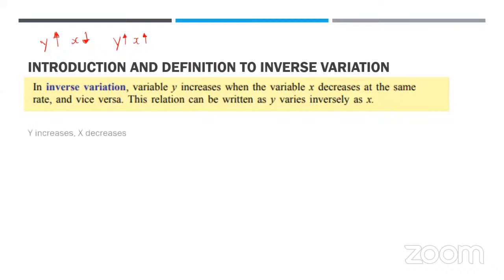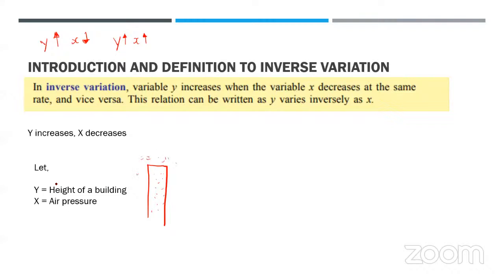So yes, this is the definition basically. When some value y increases, x decreases. So let's look at an example. Okay, let y equal the height of a building. Just imagine this is a building or something. Not very good at drawing. And let x equal air pressure. So if you guys learn physics, you know that the higher you go, the less air particles there are in the air. So you know that air pressure decreases when height increases.